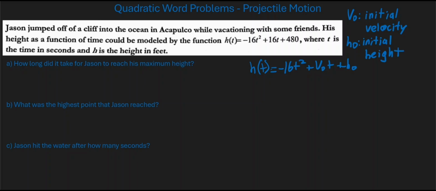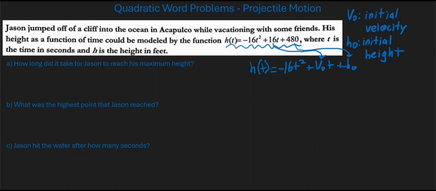Alright, so if we match up the projectile motion formula with the given function, we know that the b term for the quadratic is a 16, and that's going to be the initial velocity that Jason jumped at. And the initial height, the c term, is given to be a 480. Right? So the 480 would be the initial height, and we know that the 16 would be the initial speed or velocity that he jumped from.